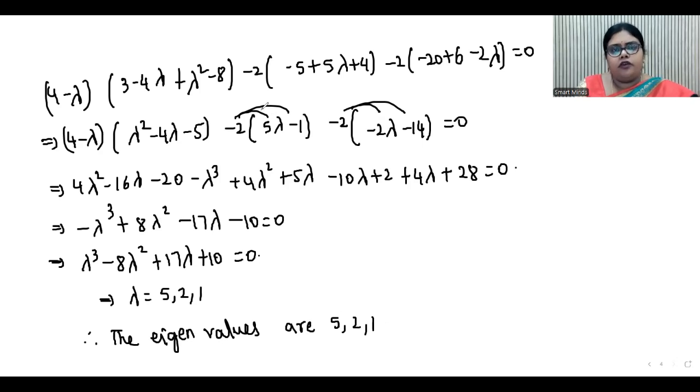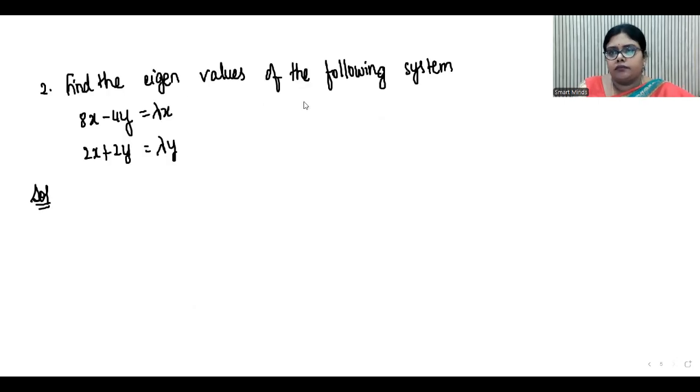So this is the way to find eigenvalues. Take the next question. Find the eigenvalues of the following system. 8x minus 4y is equal to lambda x. 2x plus 2y is equal to lambda y. First, let us write the given equations.